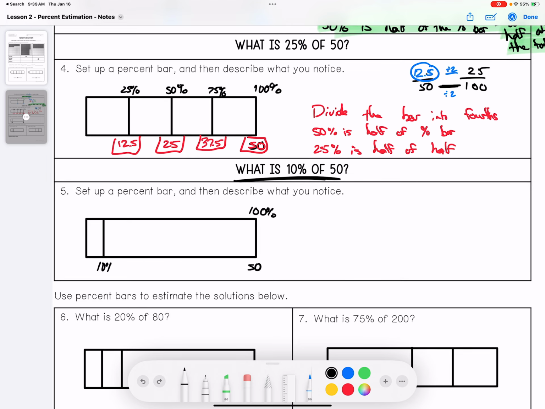Oops, I drew the percent on the bottom. I meant to draw it on the top. My bad. All right, so if I go from 100% down to 10%, what did I do? I divided by 10. So what do you think you need to do with that 50? You're right, you need to divide it by 10. And when you divide it by 10, you get 5.